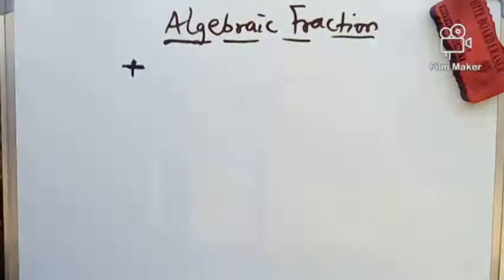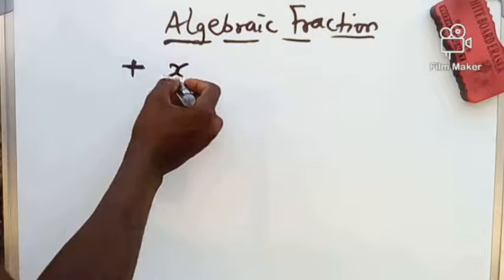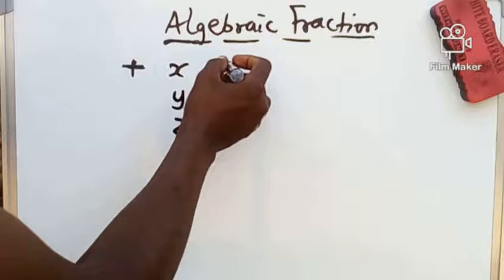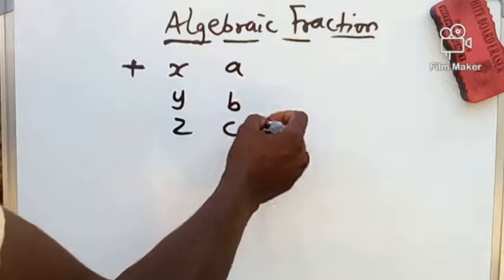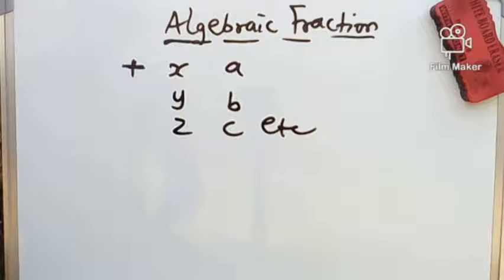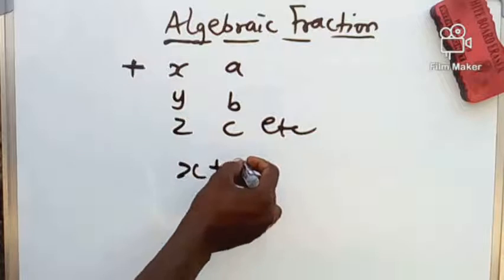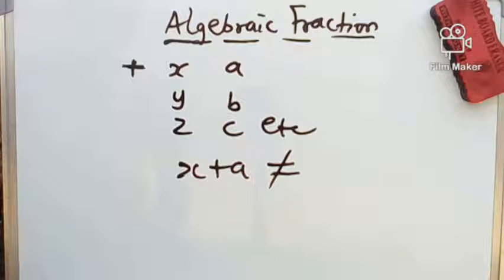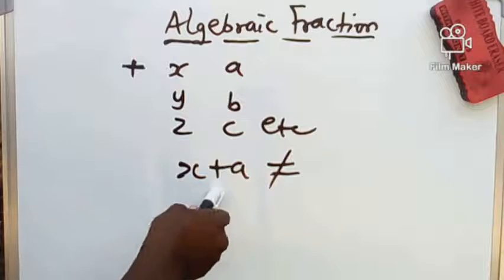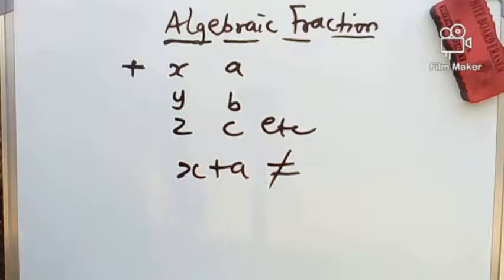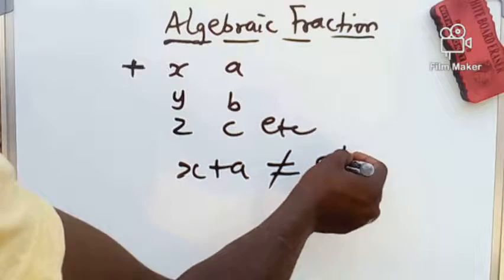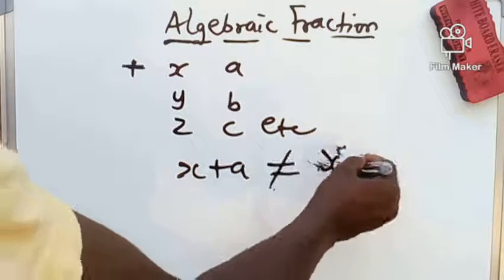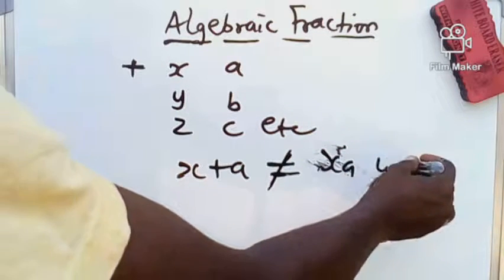So let's give some list of variables. We have x, y, z, a, b, and c. The list continues. So let's say we want to add variables together and we decide to add x plus a. The rule says these cannot be added together. As a matter of fact, x plus a is still x plus a. We cannot add it all together and say that x plus a has now become xa. This is wrong.